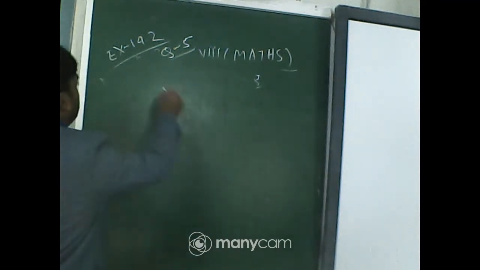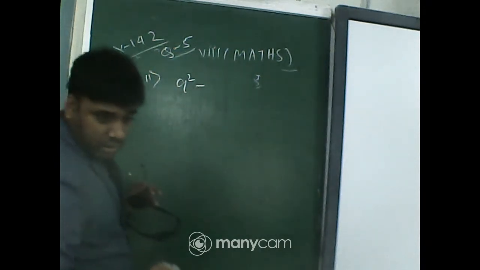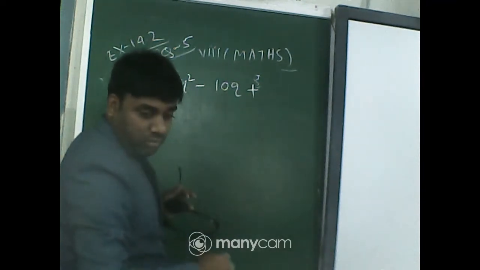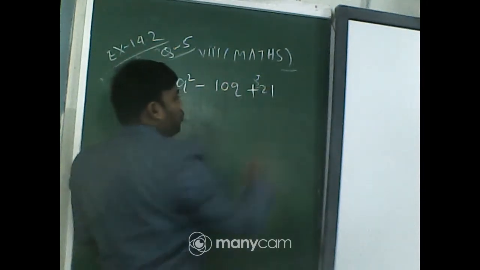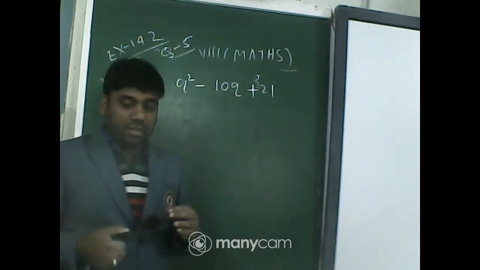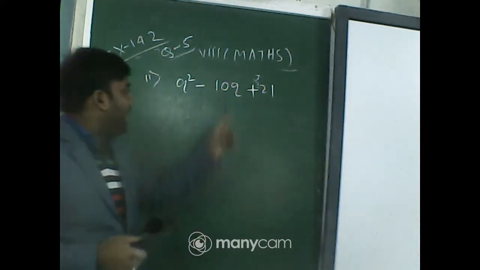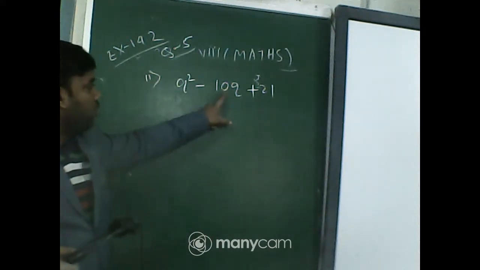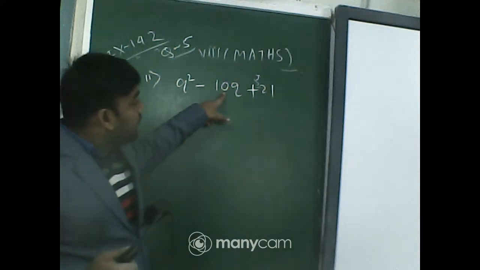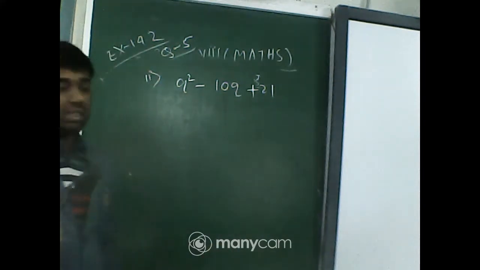q square minus 10q plus 21. Before the constant term, what sign is there? Plus sign. So what do we have to do, add or subtract, to match that 10? The middle term is 10q, so we will match 10. We use the factors of 21 by using the plus operation.